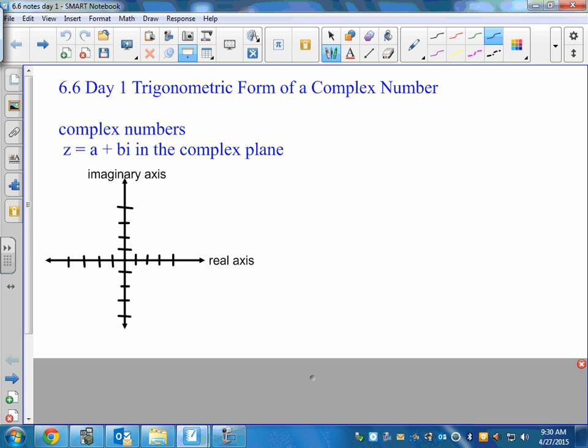All, instead of graphing on the x-y axis, you can graph imaginary numbers if you call the horizontal axis the real axis and the vertical axis the imaginary axis.